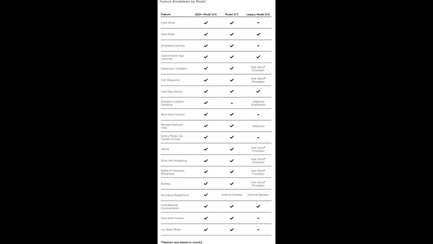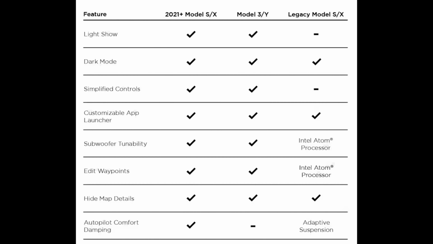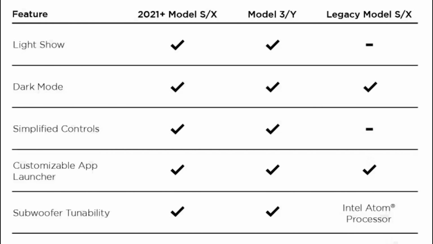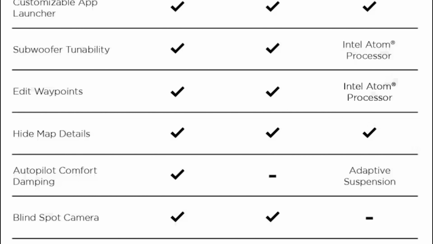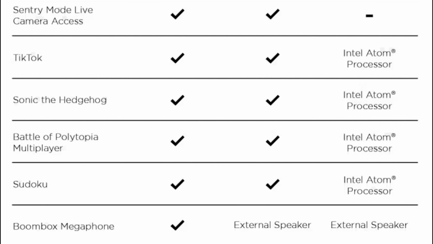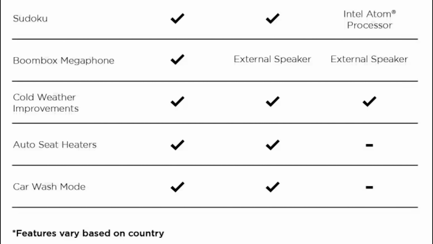Although when I say that, there are some updates that I mentioned that legacy Model S and X owners unfortunately won't get. So I'll go ahead and throw that chart up real quick. The big things that legacy Model S and X owners aren't going to get, which I presume are anything 2020 and earlier, because this does list 2021 plus Model S and X. So I believe it's only the refresh that are getting that first column. But things that legacy won't get are things like the light show, the simplified controls, the blind spot cameras, the Sentry Mode live camera access, auto seat heaters, and car wash mode, which is depressing to say the least.